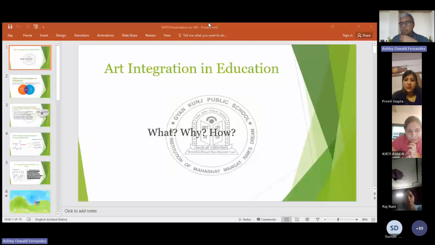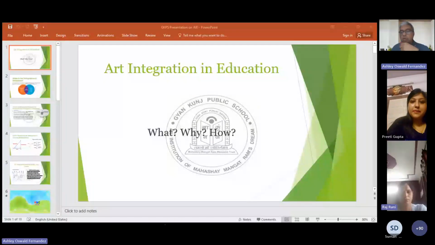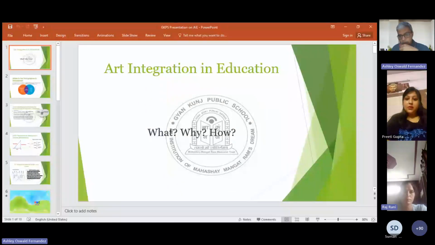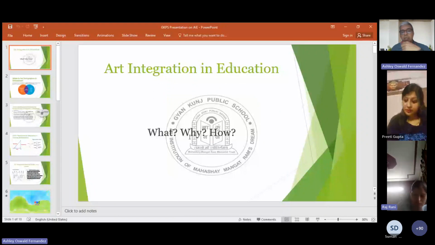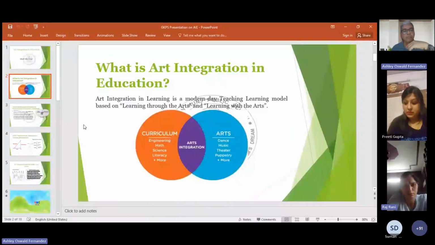Okay, friends, before we start, art integration that we're talking about: what, why, and how? What is art integration? Why is it important, and how can it be implemented? These are the three vitally important questions that we have to look into. So, I hope the screen is visible and the font is clear to all of you.